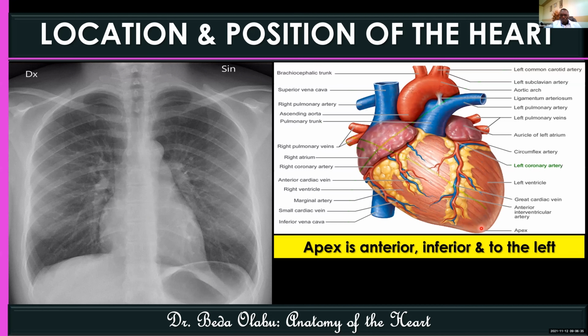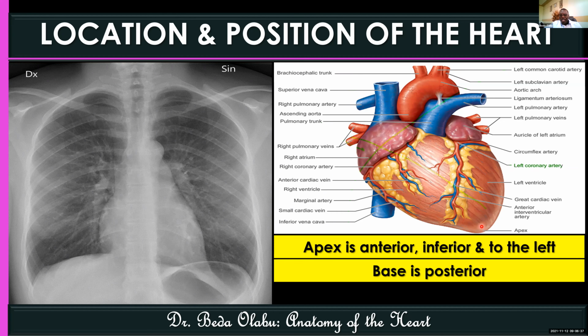If the apex is anterior, then the base of the heart is posterior. Don't be tempted to say that the base of the heart is below. It is not inferior, but it's posterior. And the base of the heart is formed predominantly by the left atrium. Again, remember I said atrium. I didn't say auricle. So the base of the heart is posterior and is formed by the left atrium.